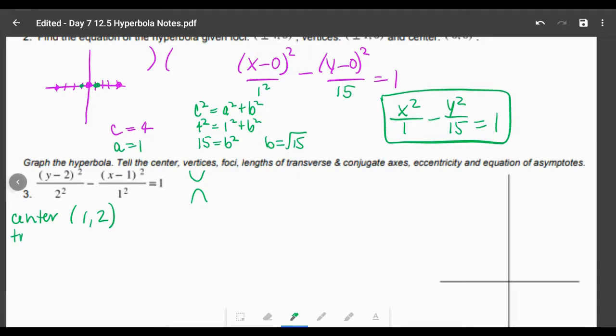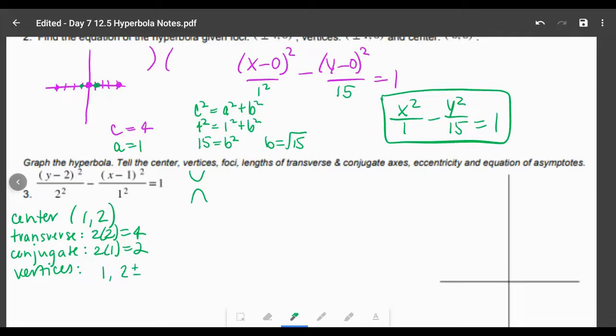My transverse axis is going to be the main axis, and that is the 2 squared. So I just want to look at the 2, but I'm going to multiply 2 times 2. That'll give me 4. My conjugate axis is going to be the other axis, which goes along the x direction. So that'd be 2 times 1, which is 2. So I know that for my vertices, it has to go in the y direction from the center, which is 1, 2. So my y coordinate will change.